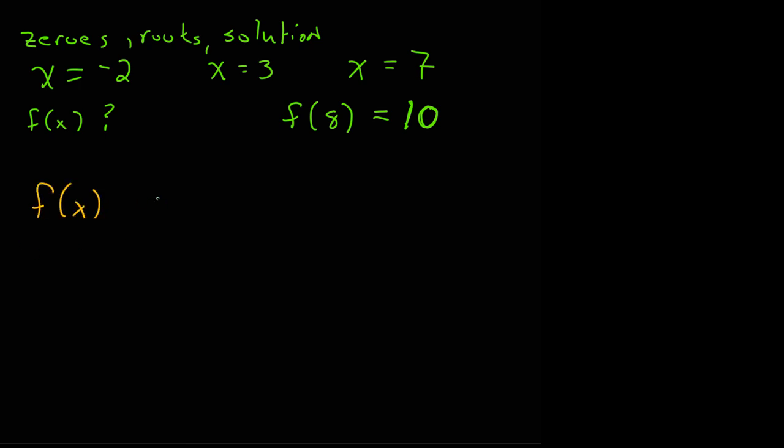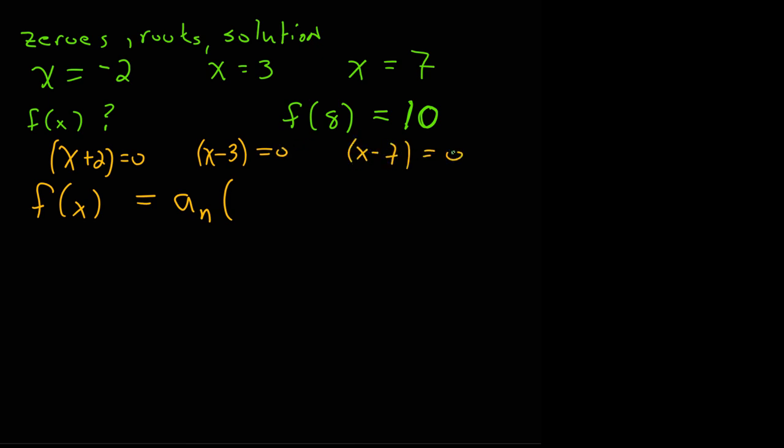F of x is some leading coefficient. Well, let's turn these into factor form. So that's x plus 2 equals 0. X minus 3 equals 0. And x minus 7 equals 0.